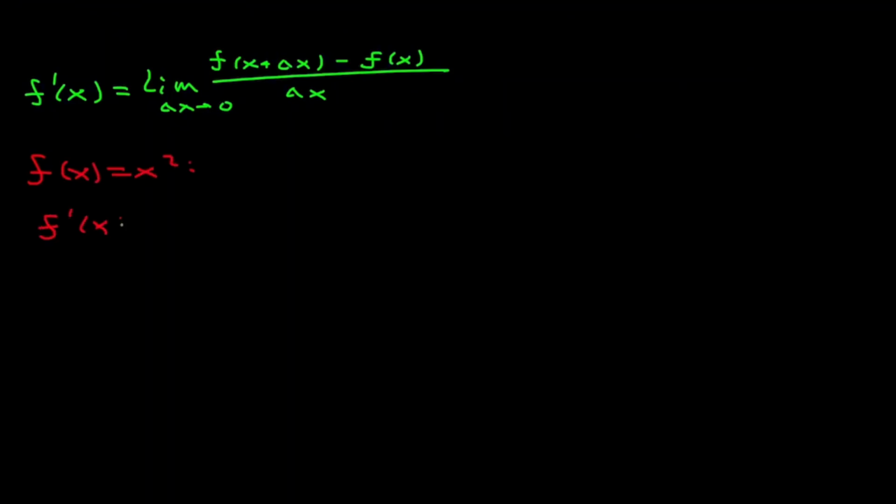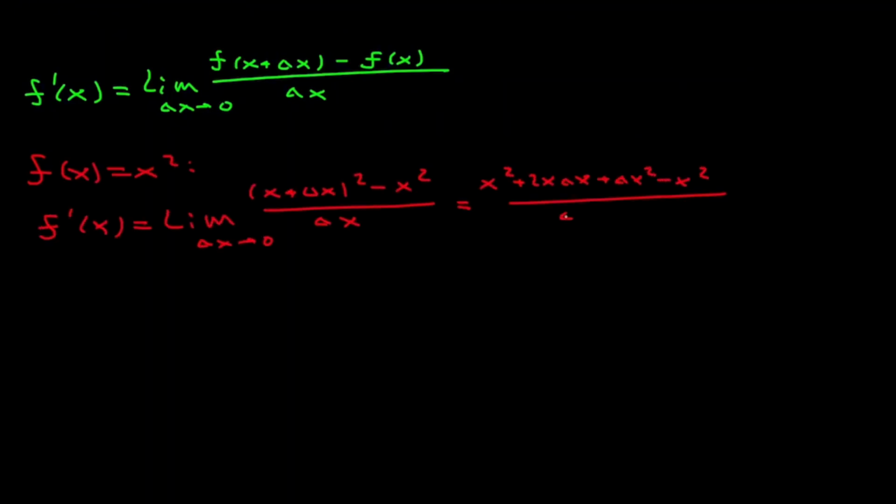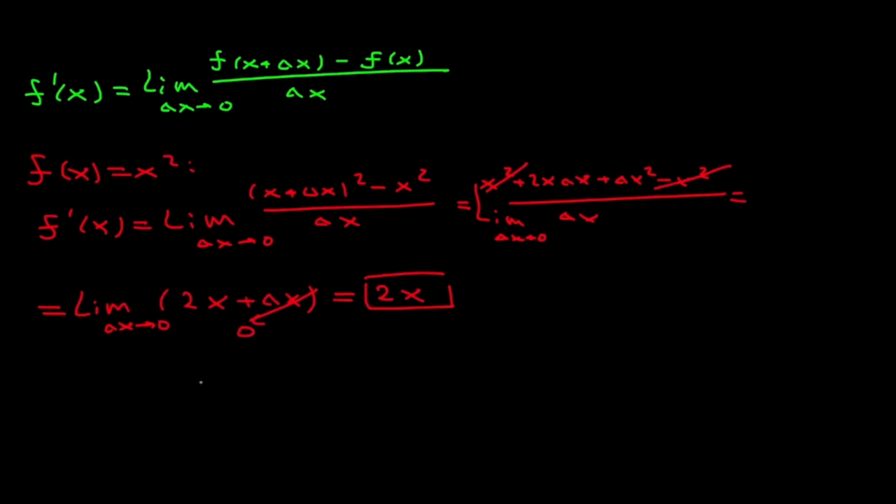Let's start with just x squared. And just like that, following the definition of a derivative, we are able to calculate the derivative of x squared, which equals 2x.